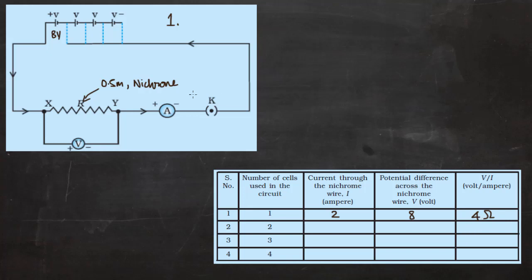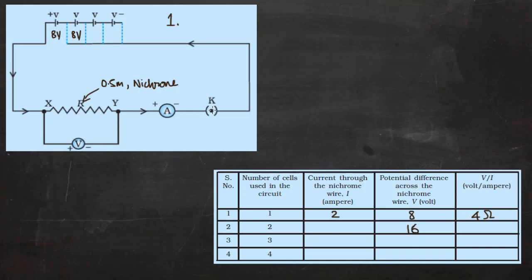Once I do this, I remove the plug out of the plug key and now break the circuit and make the circuit open. This needs to be done every time we change the arrangement of the cells. Now, in my second attempt, I'm going to take two cells that are connected in series. So the net voltage across XY is going to be 16 volt.